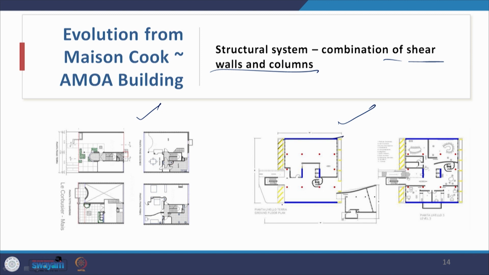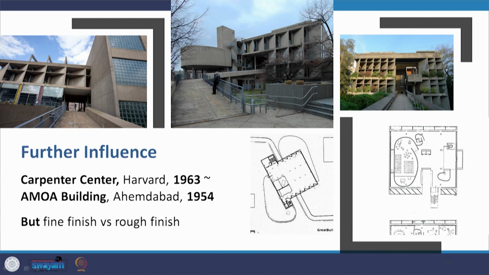There are two shear walls here, there are shear walls within, and amazingly these sunbreakers, these brise soleil panels also serve as shear walls. Now the influence of Corbusier on his own work not only comes from the past to Chandigarh or Ahmedabad, but carries on from there in his own works beyond that, for example in the Carpenter Center.